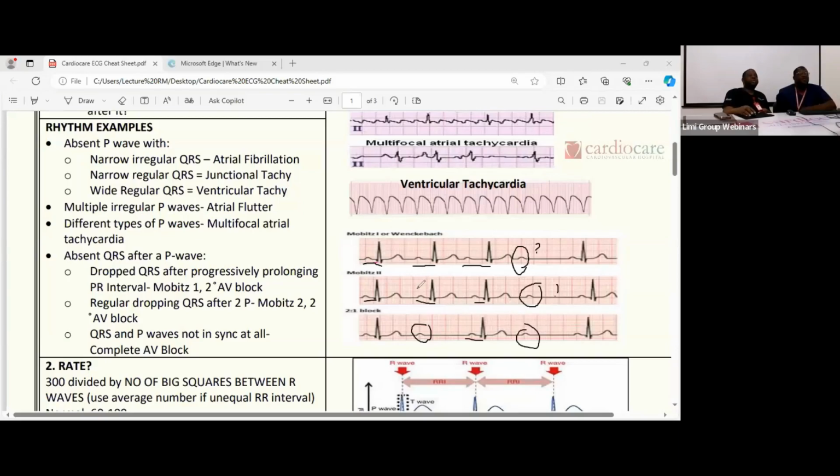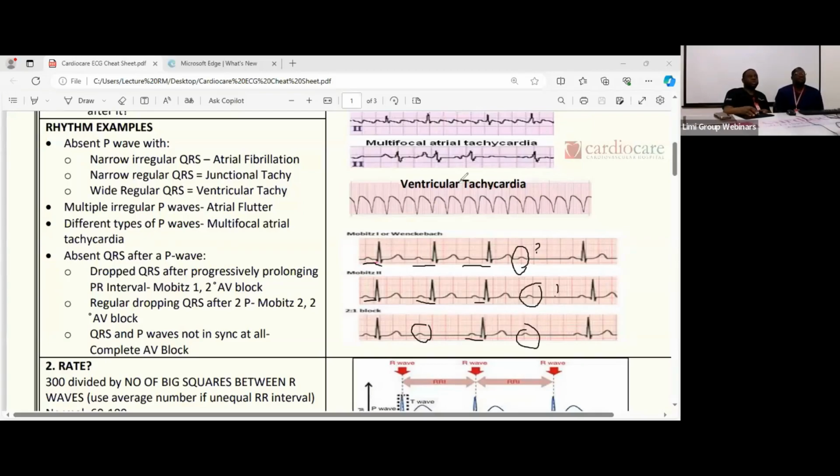Now, sometimes the P wave and the QRS will have no relationship at all. That typically is what we call a complete heart block. And in complete heart block, it's an emergency because most of them need a pacemaker. Pacemakers can be done. Can you describe Mobitz 1 and 2 again?